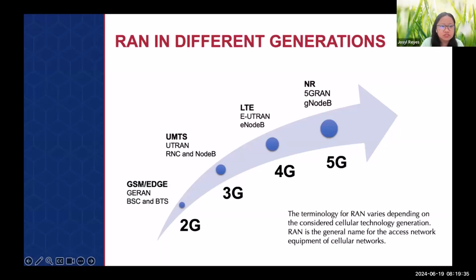Edge is the upgraded version of GSM. And then 3G is UMTS, Universal Mobile Terrestrial System. LTE is long-term evolution, and then NR is new radio. Their RANs are called differently. So we have GERAN, UTRAN, EUTRAN, and 5G.